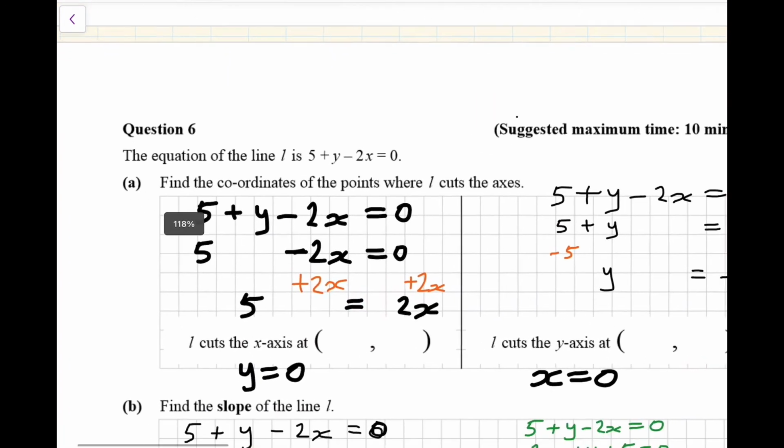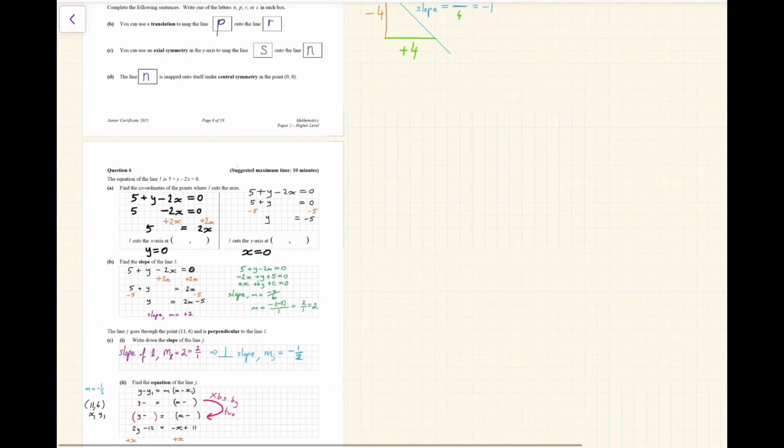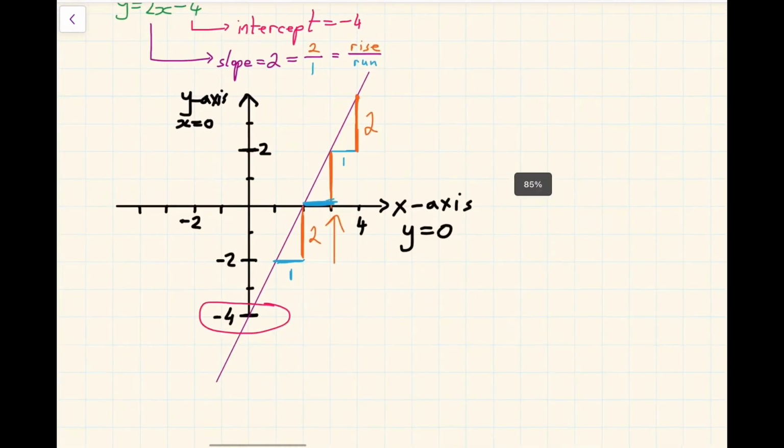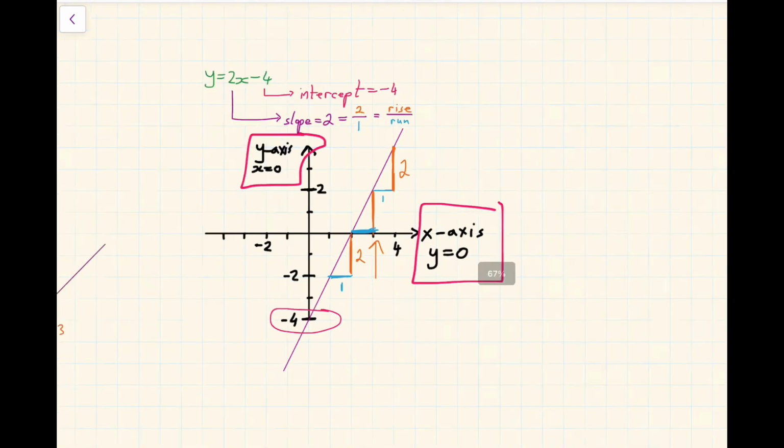Okay, this question 6 here. The equation of the line L is 5 plus y minus 2x equals 0. Find the coordinates of the points where L cuts the axis. In our little diagram earlier, you may have noticed that we labelled the x-axis with y equals 0 and the y-axis with x equals 0 for a good reason.